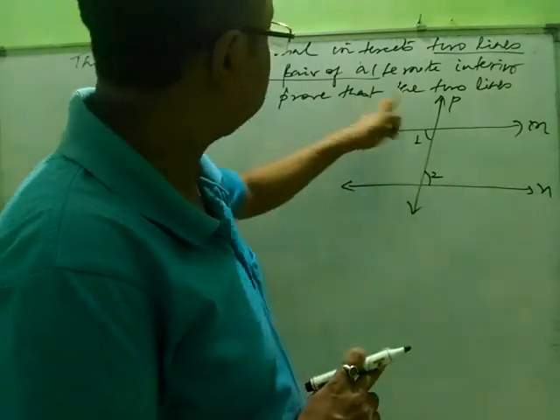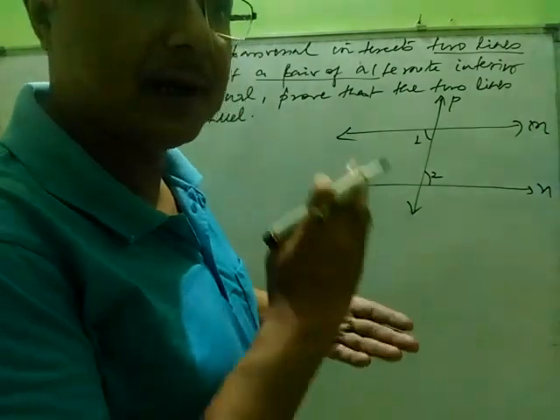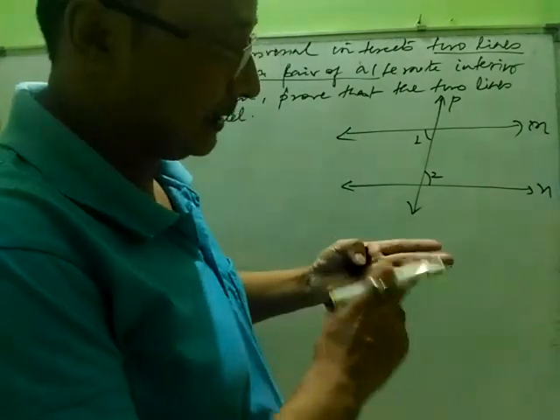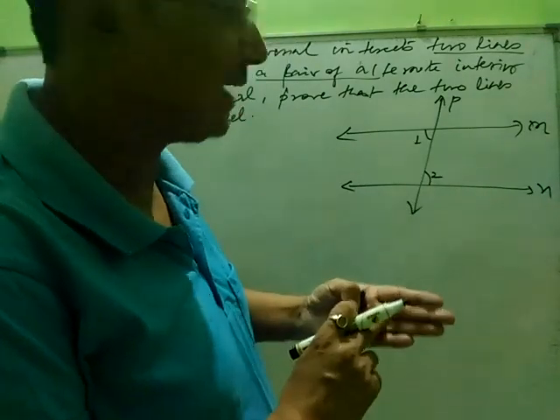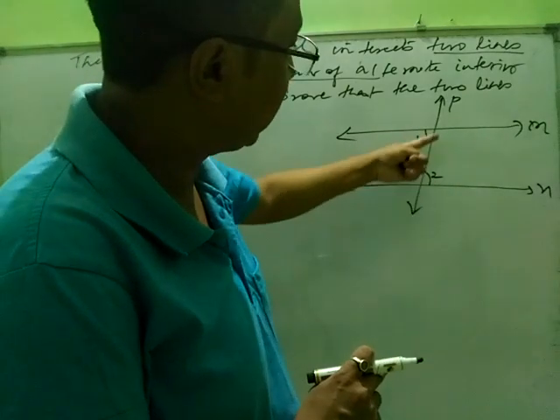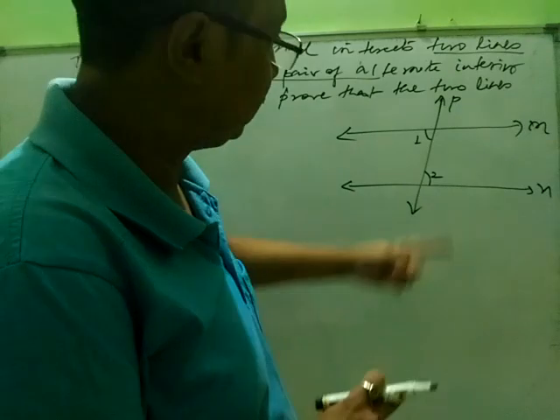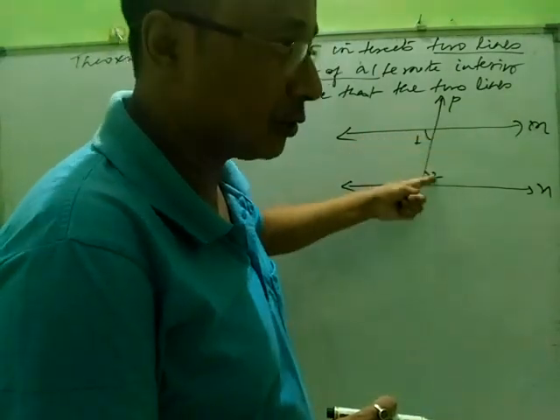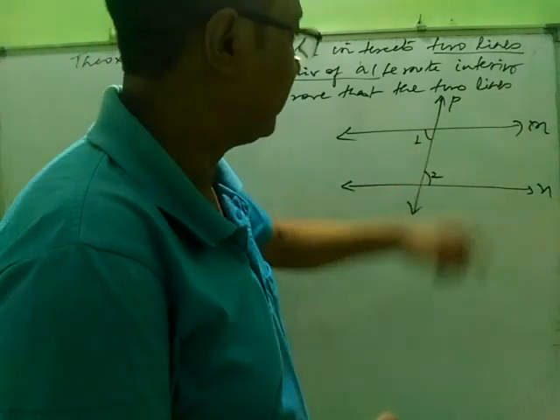Now to make the two lines parallel, you are going to use the other two axioms. That is, either you make a pair of corresponding angles equal, or you make the sum of the adjacent interior angles supplementary. You will make any of these two conditions. If either of these two conditions exists, in that case the two lines will be parallel lines.